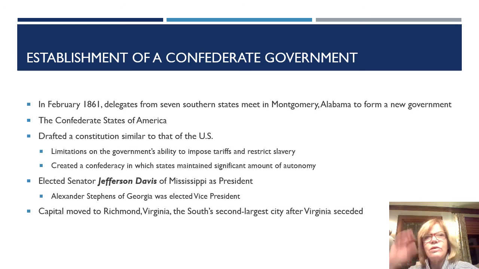Their confederacy was created in such a manner that there was so much autonomy by the states that it's really going to hamper their efforts to fight cohesively and win the Civil War, because they're not functioning together, they're functioning separately, much like the United States under the Articles of Confederation. So they elect Jefferson Davis from Mississippi as their president and Alexander Stephens as their vice president. Once Virginia secedes, then they move the capital from Montgomery, Alabama, up to Richmond, Virginia.